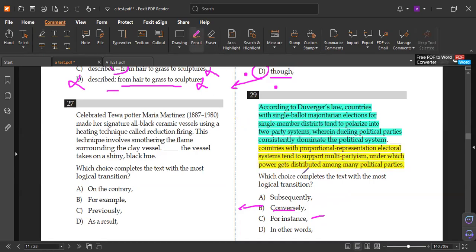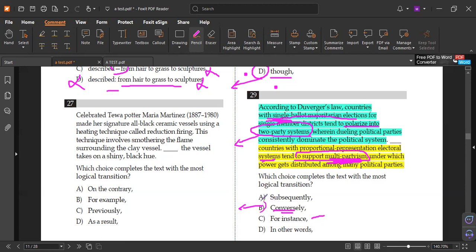Now let's read. Remember, this one is to compare between things. According to OK, countries with single elections tend to polarize into two parties. And the second one, countries with proportional systems tended to support multiple parties. So now I found two opposite ideas. This one focuses on two-party systems, and this one on many parties. That means you compare the systems of two countries: countries with single ballot majoritarian elections, here countries with proportional representation systems. This one with one system, and this one with many systems. So you compare between two countries.